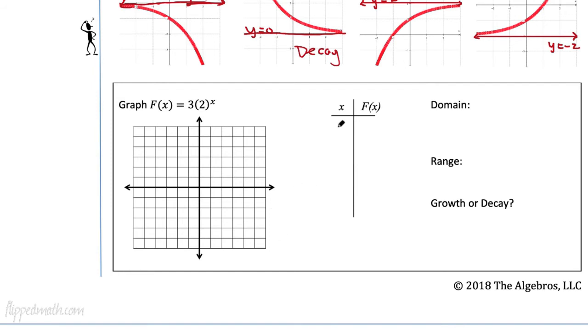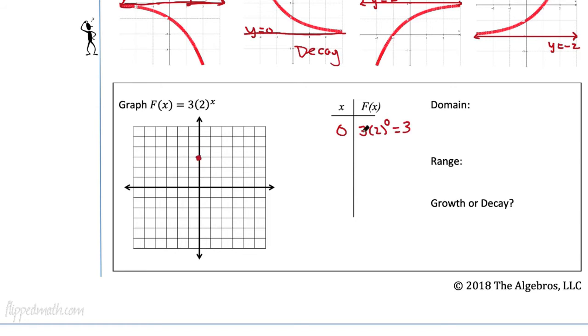So I know that if x equals 0, my exponent here will be a 0. So I'll get 3 times 2 to the 0 power. All right, anything to the 0 power is 1. So that's just 3 times 1. That equals 3. So I start this graph at (0, 3).